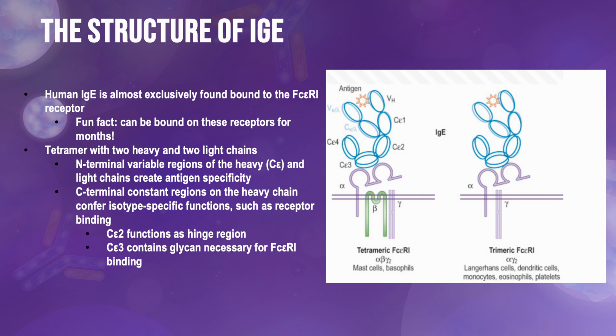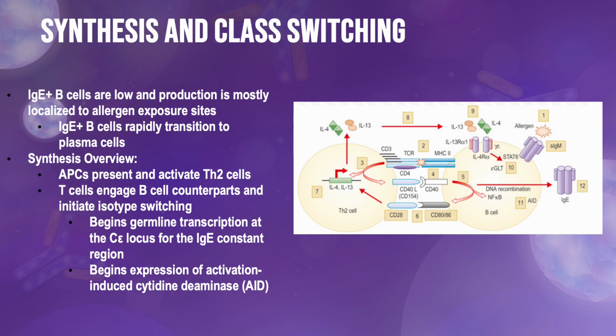If we look at this C epsilon 2, and C epsilon denotes the heavy chain, this is a hinge region. You can see on the left side of this image, that's the hinge. Then the C epsilon 3 contains the glycan, the sugar that's actually necessary to bind to the high affinity receptor. A lot of times you might have seen IgE or antibodies displayed as a very rigid Y shape, but it's a little more intricate than that. This image is a really good representation of which parts are doing what. There's the hinge region, the variable region, the constant region, and also the actual binding region.